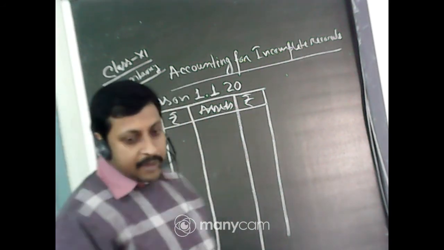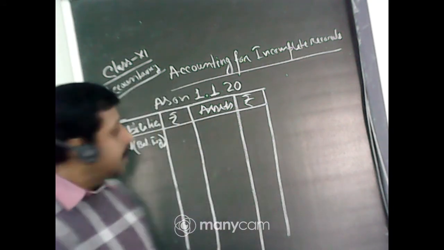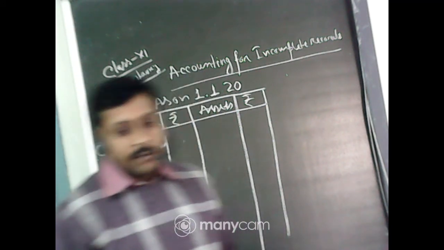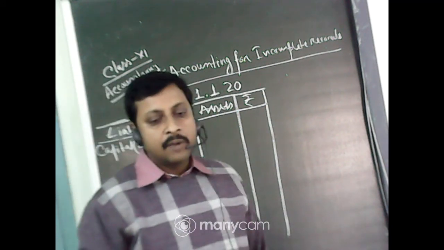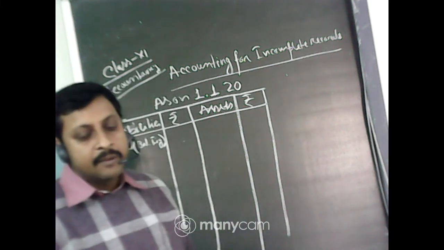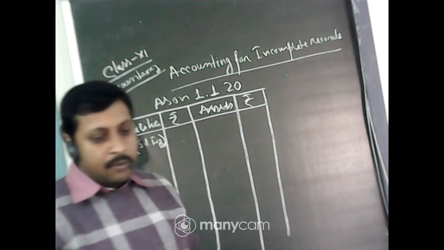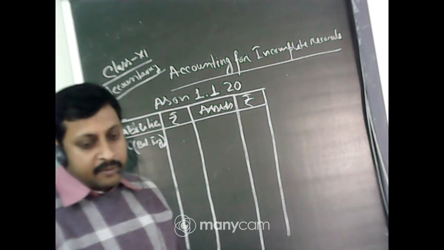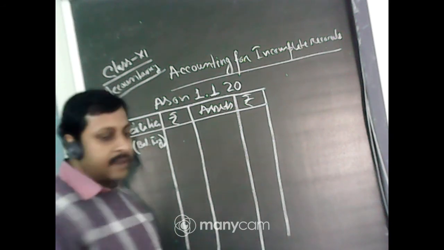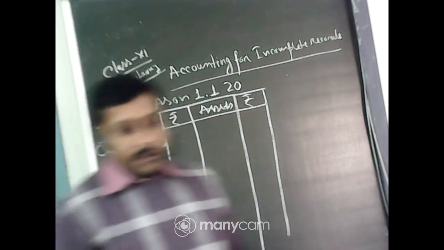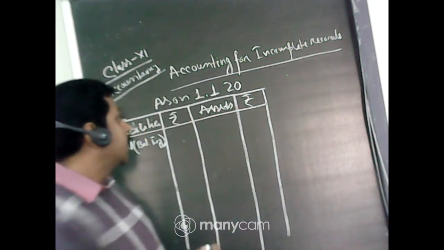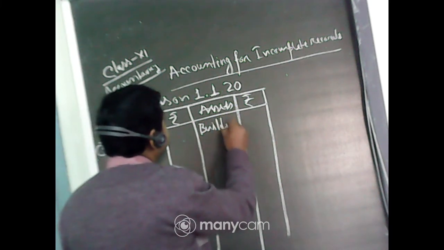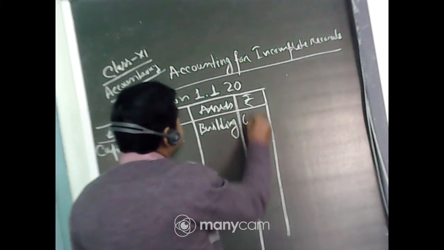I first asked him whether the place where he is doing the business is his own or whether he is doing it on rent. He told me that it is his own property, his own building. Then I asked him what the purchase price of this property is. He said he purchased this building for 6 lakh rupees. At that time I noted that there is a building. So the building is an asset, and I wrote down 6 lakh rupees.